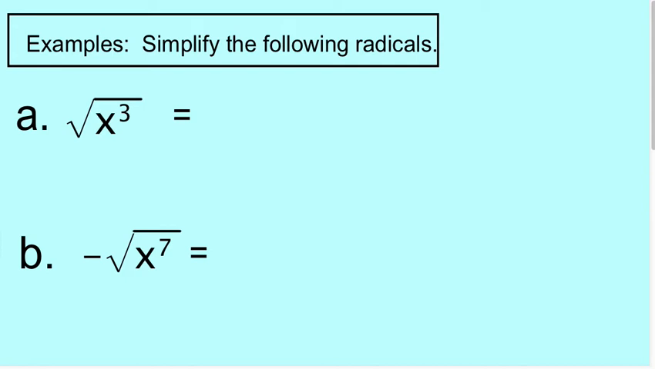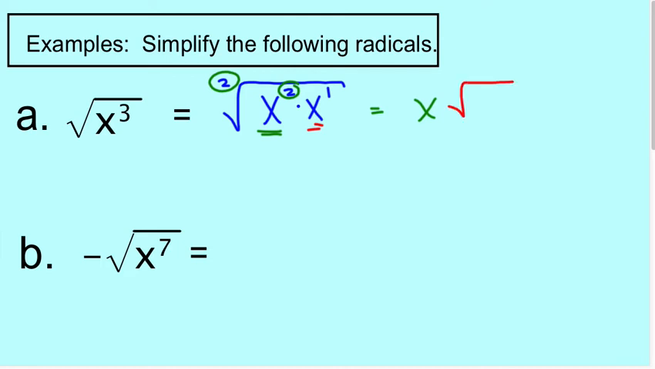All right, moving on. Square root of x cubed. Just variables now. So I'm going to change that to x squared and x. My index is 2. So here's my index, and there's my power. So that's going to come out in front as an x. And then this little x will stay underneath as a square root. So x square roots of x.